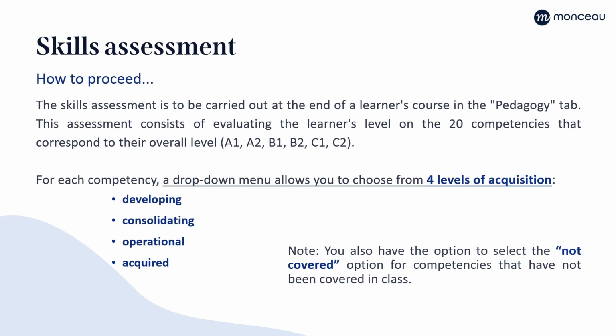For each competency, a drop-down menu allows you to choose from 4 levels of acquisition: developing, consolidating, operational, and acquired. You also have the option of selecting the not covered option for competencies that have not been covered in class. For the 4 levels of acquisition, in the trainer guide that you received in the training pack, you will have the definitions of each level of acquisition by CEFR level.